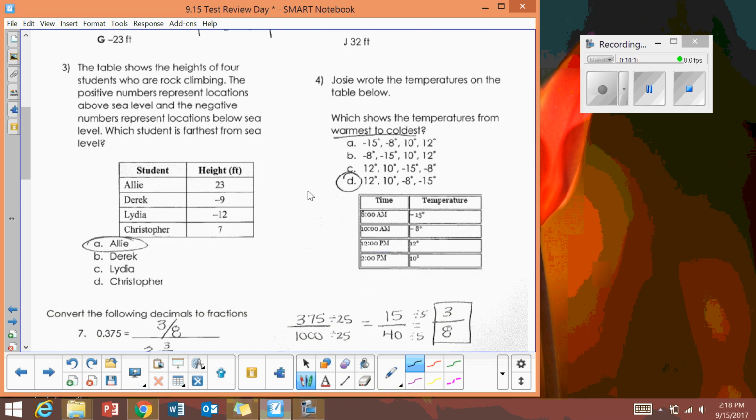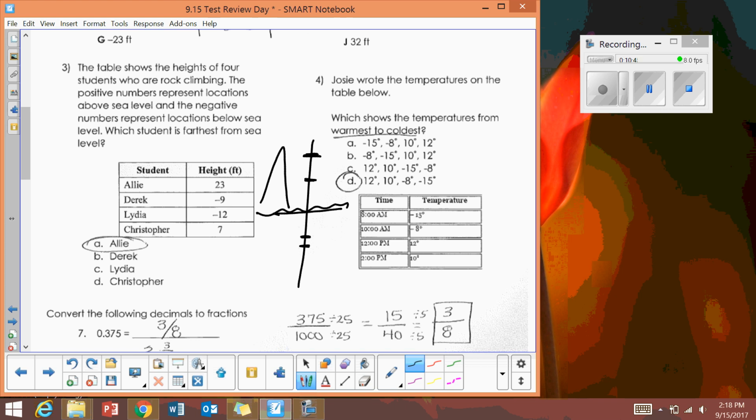Number 3, the table shows the heights of 4 students. Which one is furthest away from sea level? Okay, so furthest away from sea level means I need to find the absolute value. So here's my mountain, right? And which one's the furthest from sea level? So here's my C. Well, Allie's at 23 feet. Derek's at negative 9 feet. Lydia's at negative 12, and we have Christopher who's at 7.